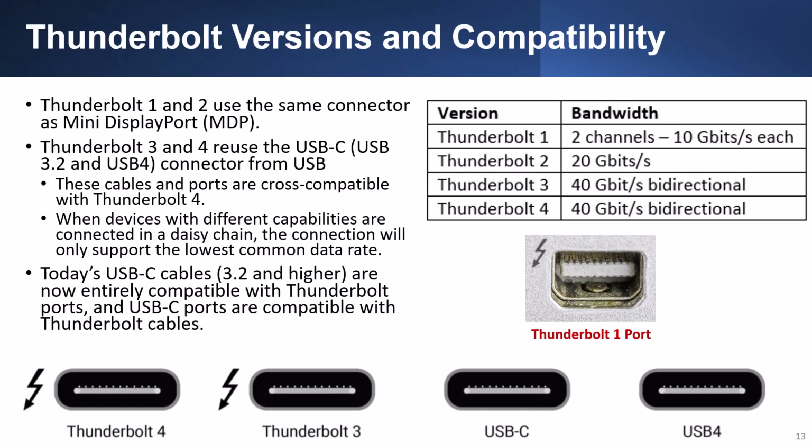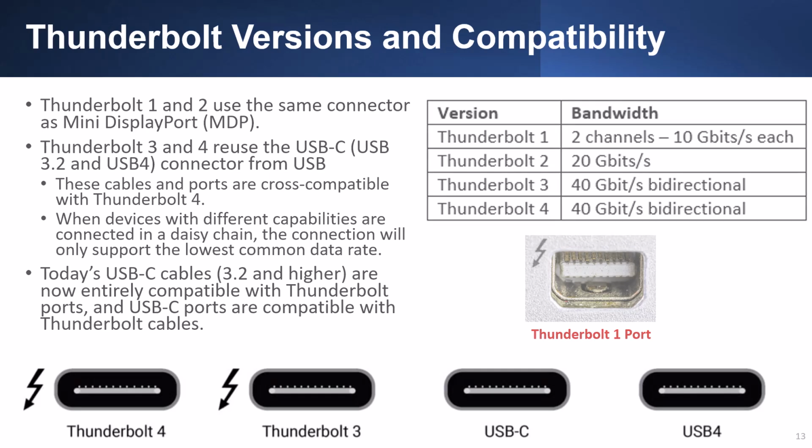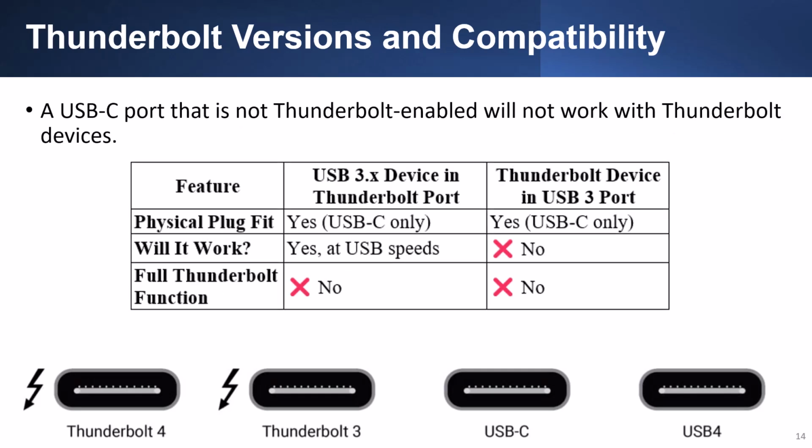Thunderbolt 1 and 2 use the same connector as mini DisplayPort, with bandwidth of 10 and 20 gigabits per second. Thunderbolt 3 and 4 reuse the USB-C connector from USB, with bandwidth up to 40 gigabits per second. These cables and ports are cross-compatible with Thunderbolt 4. When devices with different capabilities are connected in a daisy chain, the connection will only support the lowest common data rate. Today, USB-C cables are entirely compatible with Thunderbolt ports, and USB-C ports are compatible with Thunderbolt cables. A USB-C port that is not Thunderbolt enabled will not work with Thunderbolt devices.